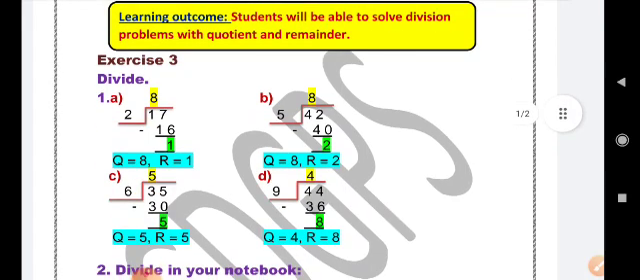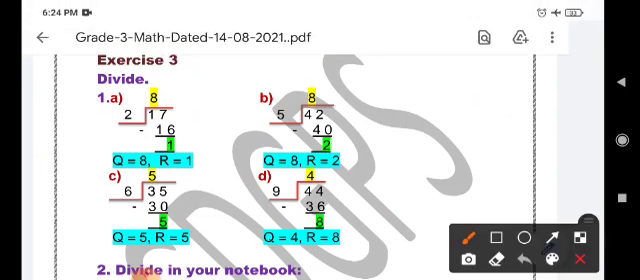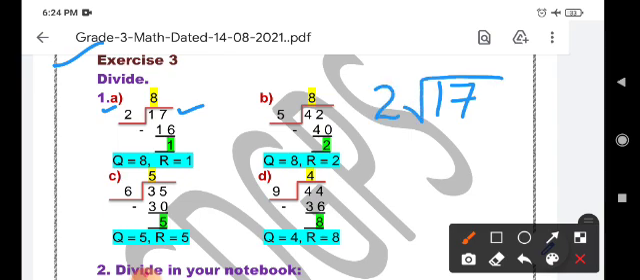This is exercise number 3 that we are going to learn today, and our first question is to divide. In this question your dividend is 17 and you are going to divide 17 by 2. That is your divisor. So how will you do it? 17 you will keep under the den and 2 outside. Okay, then you will start dividing. First, for division we have to keep the dividend under the den, and outside the den is the divisor.